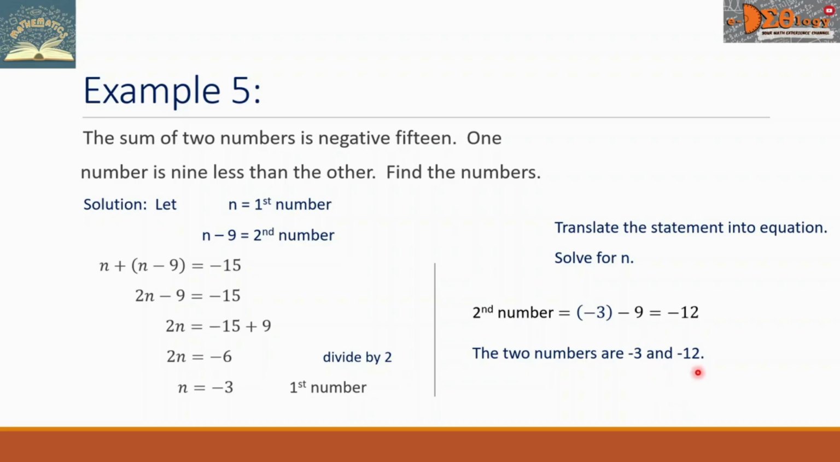If we want to check if the answer is correct, we check the conditions of the problem. It says the sum of two numbers is negative 15. When we add negative 3 and negative 12, the answer is negative 15. So the first condition is satisfied. Second condition, one number is 9 less than the other. Observe that negative 3 minus negative 12, the answer is 9. So the second condition is also satisfied.